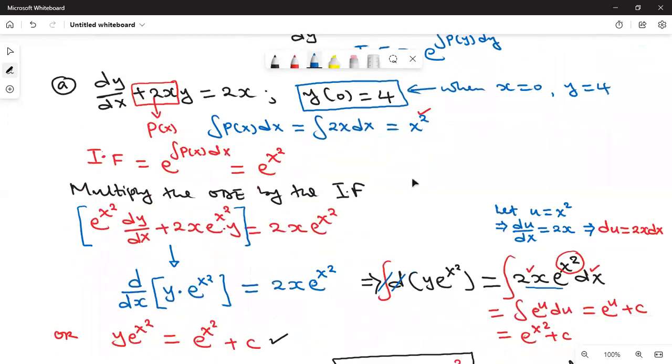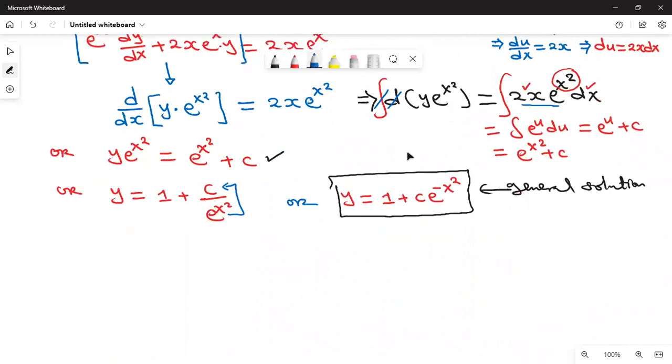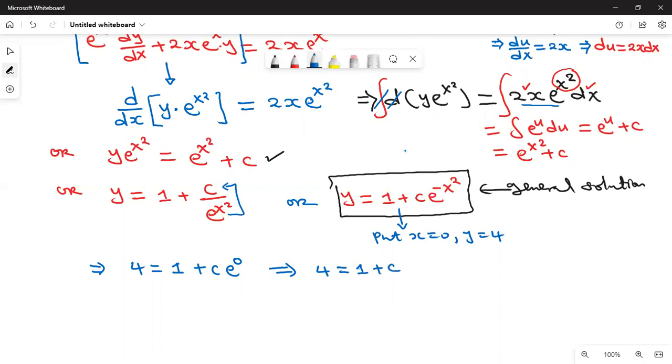So let's substitute that into our general solution, putting x equal to 0 and y equal to 4. What do we get? That will give us 4 is equal to 1 plus c exponential 0. Anything raised to 0 is 1. So this simply means that 4 is equal to 1 plus c. And so therefore, you get c to be equal to 3. So that's the value of the arbitrary constant.